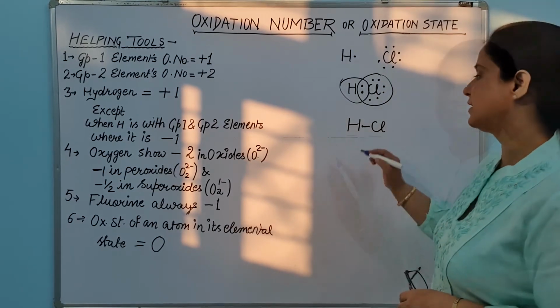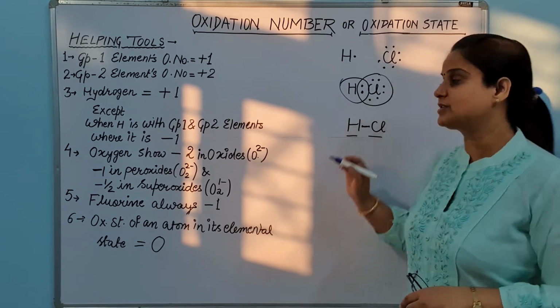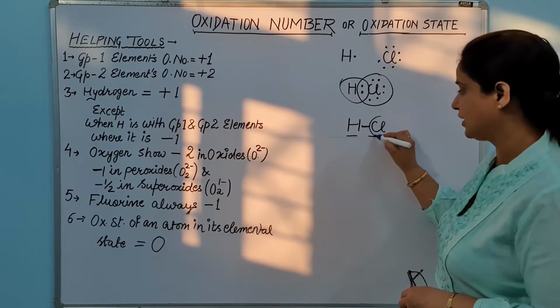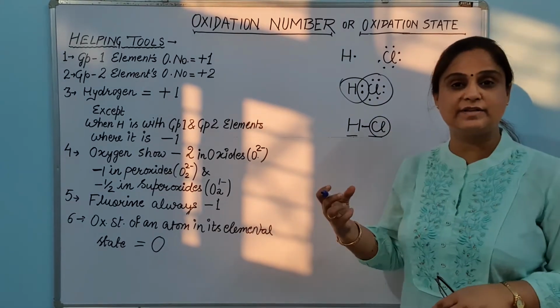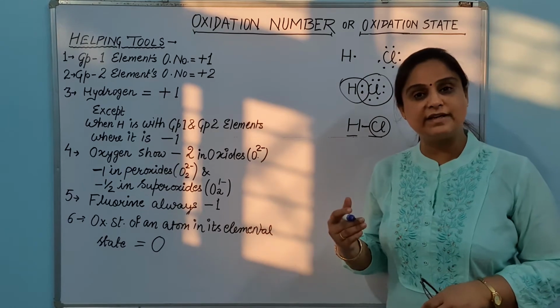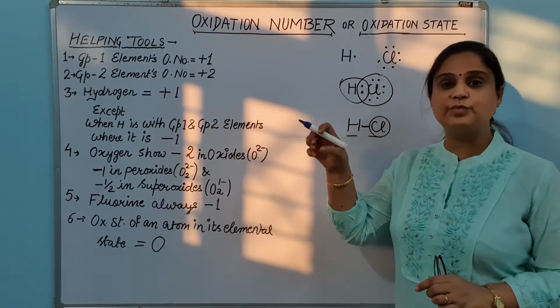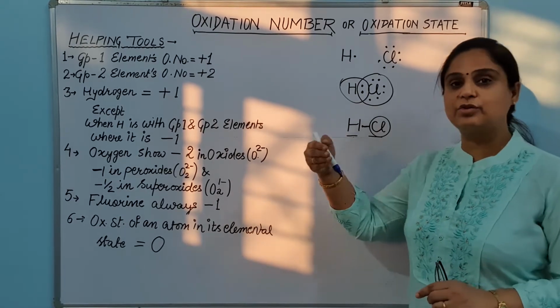Actually what is happening here is, although this is purely covalent in nature, just because this hydrogen is connected with the chlorine, which is very electronegative in nature. Electronegative in nature means the element which has the tendency to attract a shared pair of electrons. So this chlorine is going to pull the shared pair of electrons towards itself.